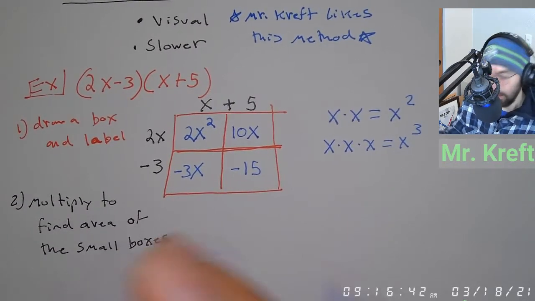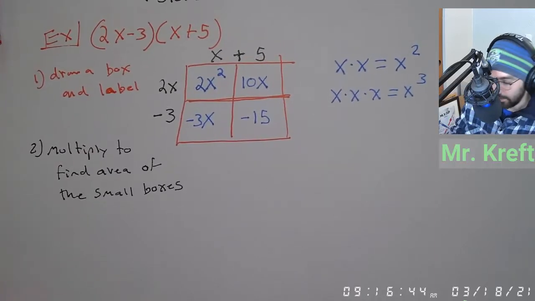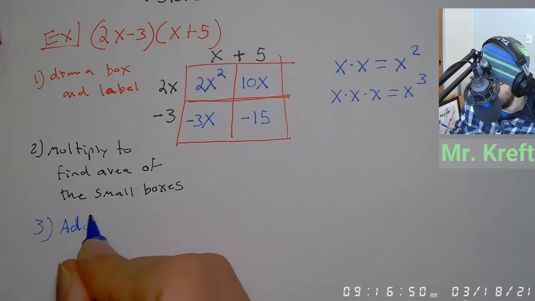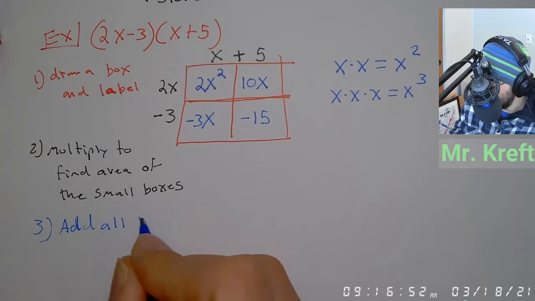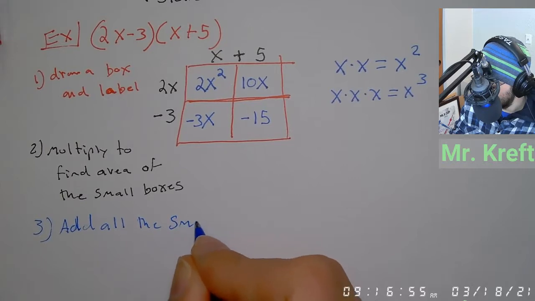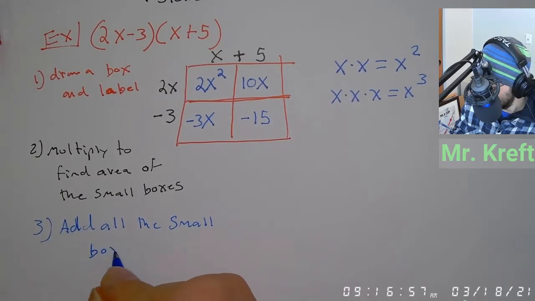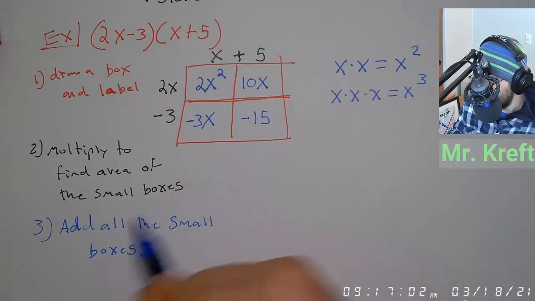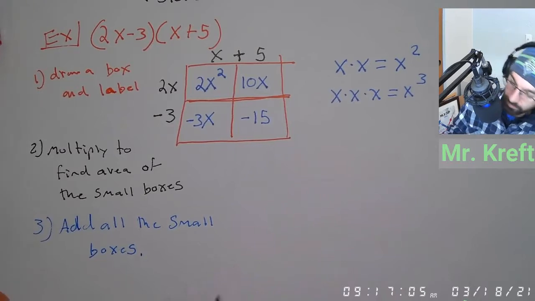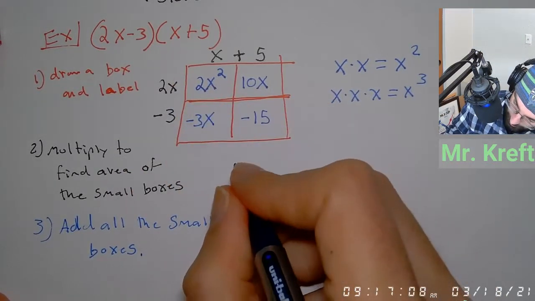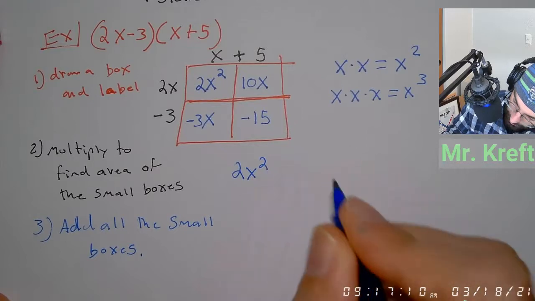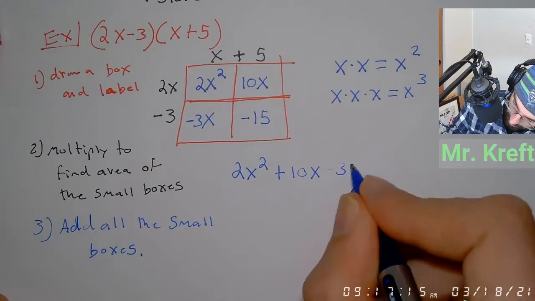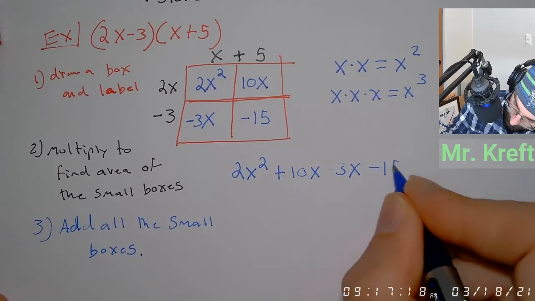Our last step, step 3, is going to be we're going to add all the small boxes. We're just going to add them all together. Everything in blue I'm going to add together. So what do we have here? I have 2x squared plus 10x minus 3x minus 15.